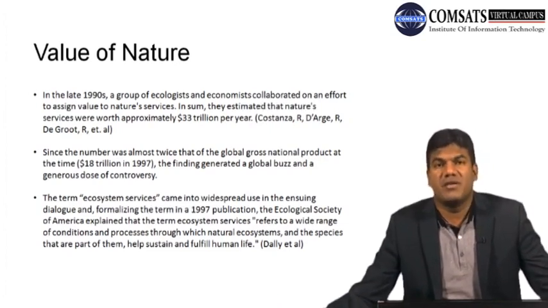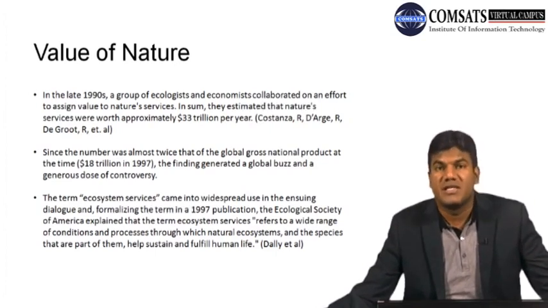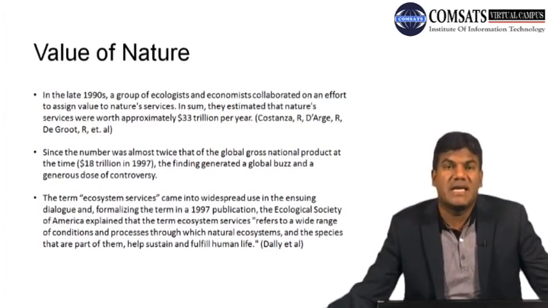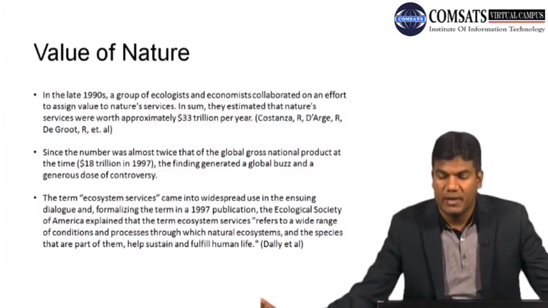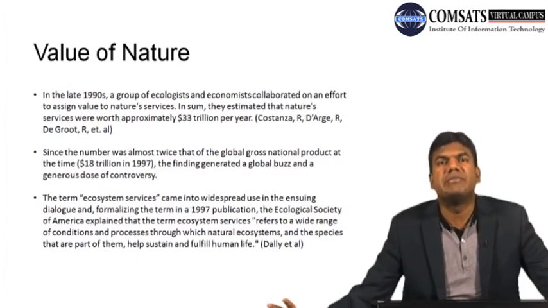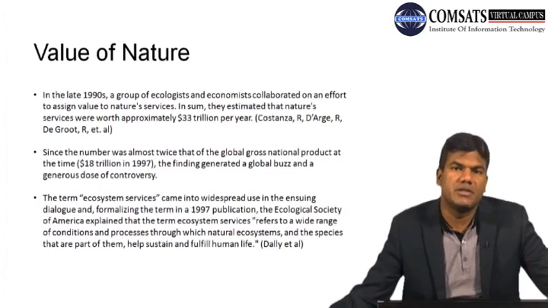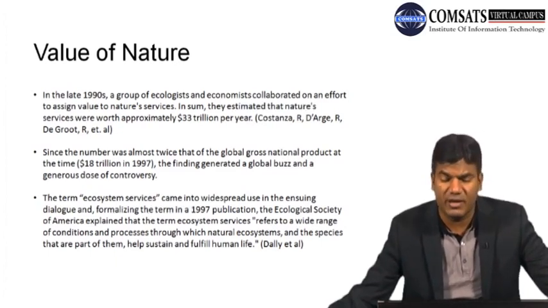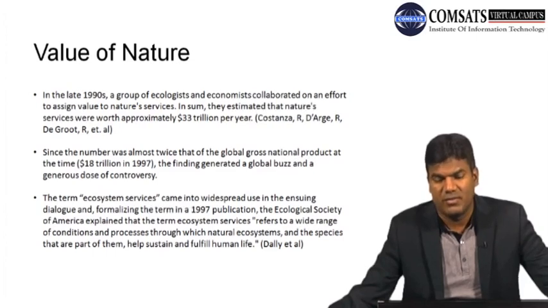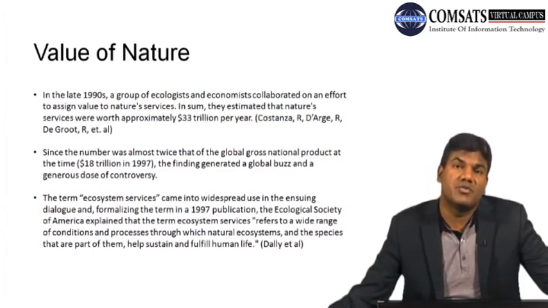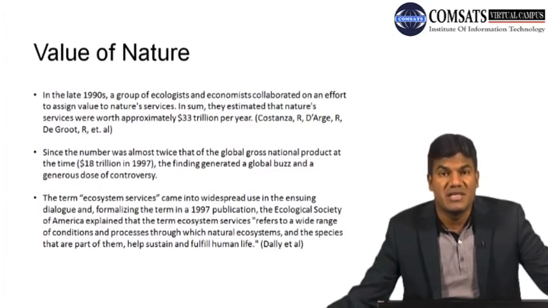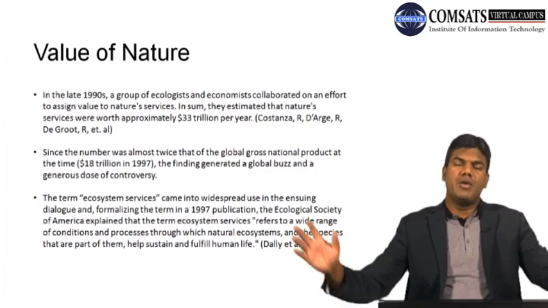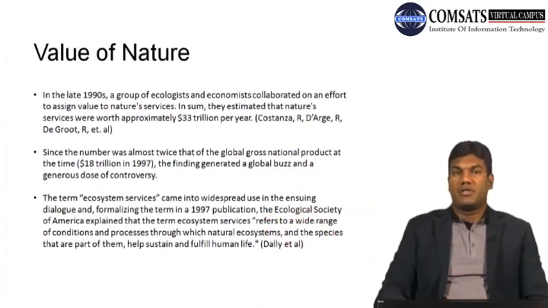Now, ladies and gentlemen, my dear students, now the number games start. Nature हमें एक साल में, what he calculated, $33 trillion का फायदा देती है. After that, what happened? It was a complete stir up. Every person started critiquing it, क्योंकि 33 trillion का जो figure था, that was twice as big as our gross national product of the world. जो GNP है आपकी दुनिया का 1997 का, that is 18 trillion, and जो nature आपको फायदा दे रही है, that is 33 trillion, and it was a global buzz and everyone started talking about it.